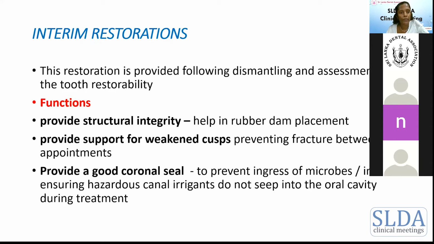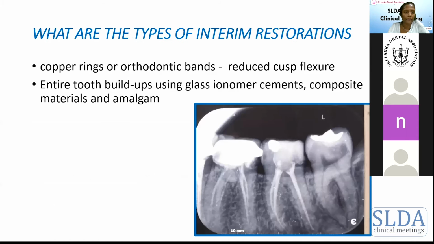Why is it important? It is important to provide structural integrity, and it helps in rubber dam placement. It provides support for weakened cusps, which prevents fracture between appointments, and it also prevents bacteria entering into the tooth as a good coronal seal.